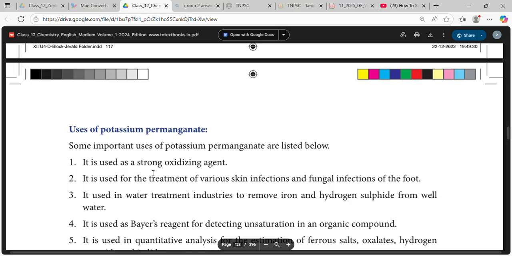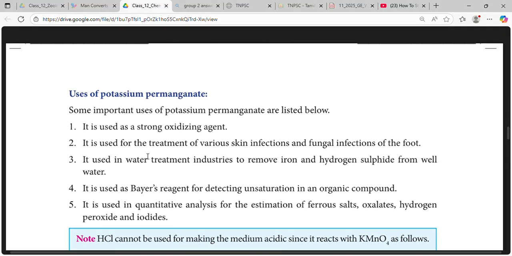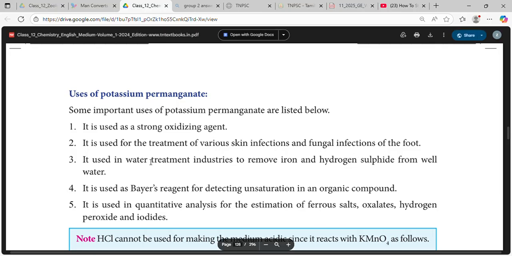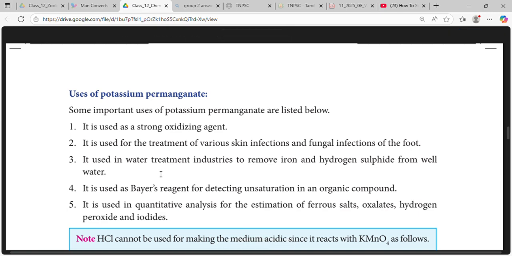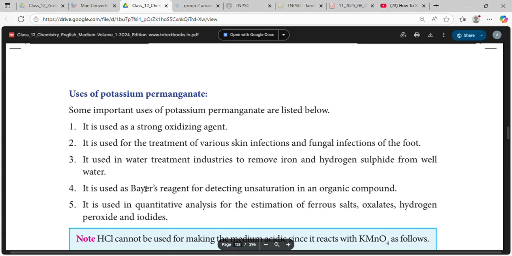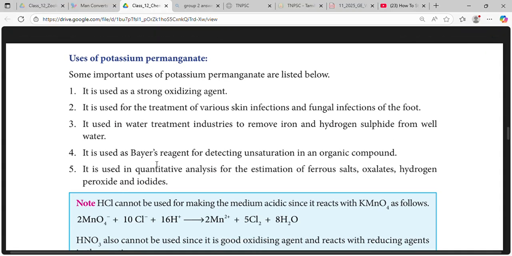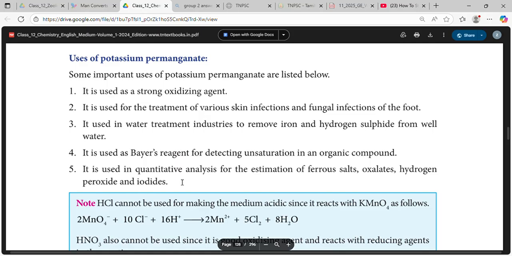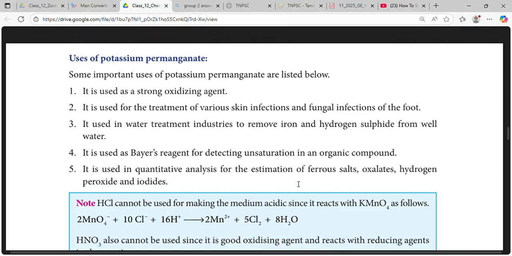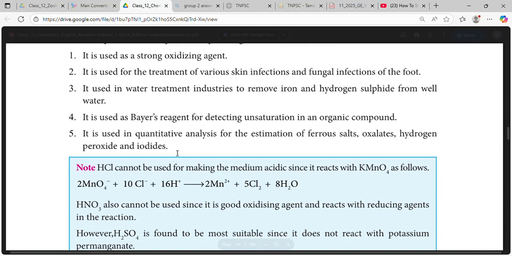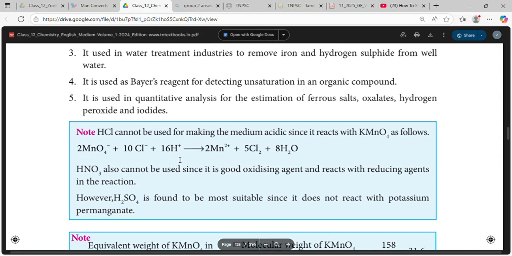Potassium permanganate is a strong oxidizing agent. It is used for the treatment of various skin infections and fungal infections of the foot. It is used in water treatment industries to remove iron and hydrogen sulfide from well water. It is used as Baeyer's reagent for detecting unsaturation in an organic compound. It is used in quantitative analysis for the estimation of ferrous salts, oxalates, hydrogen peroxide, and iodides.